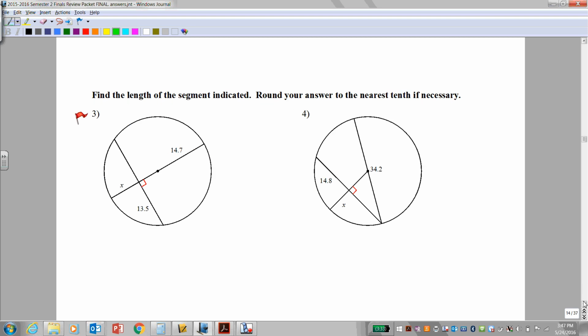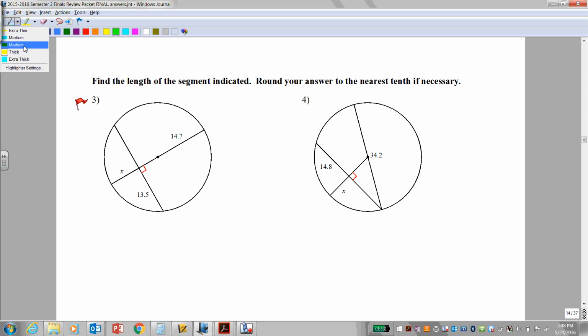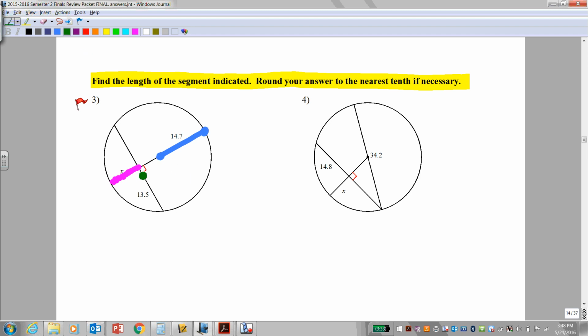Taking a look here at number 3, it says, find the length of the segment indicated. Round your answer to the nearest tenth if necessary. So we start with what you have here. First off, X only goes from there to there. That's it. And then we have a radius, which is 14.7 from the center to the edge. We have our piece of our chord, which is 13.5. And because there's a right angle there, if perpendicular, then bisect. So we know this over here is also 13.5.